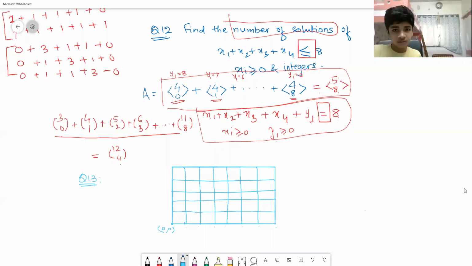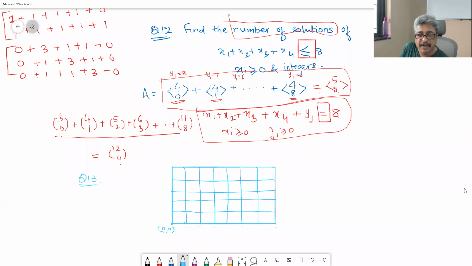Next problem, question number 13. I am getting a grid: 0, 0. This is 1, 2, 3, 4, 5, 6, 7. This is 7, 0. This is 7, 5. And this is 1, 2, 3, 4, 5. 0, 5. Do you understand? So let me write down if you want. 1, 2, 3, 4, 5, 6, and 7. 1, 2, 3, 4, and 5.